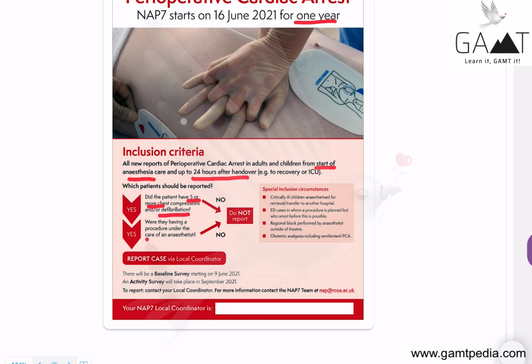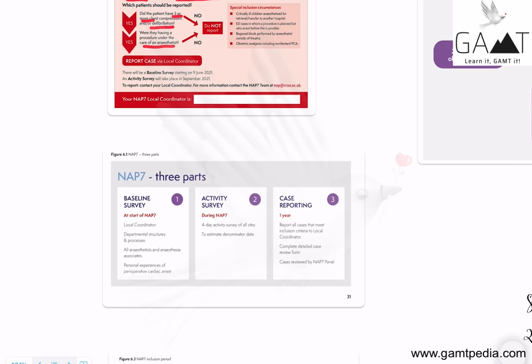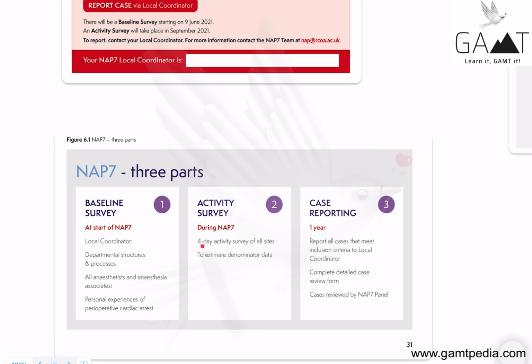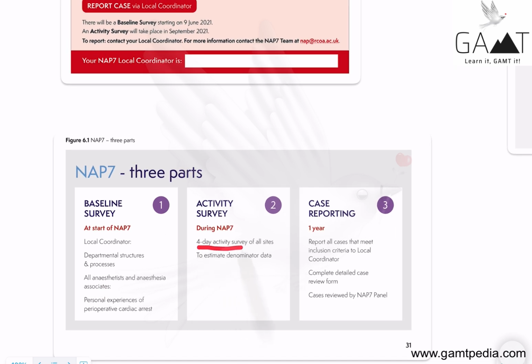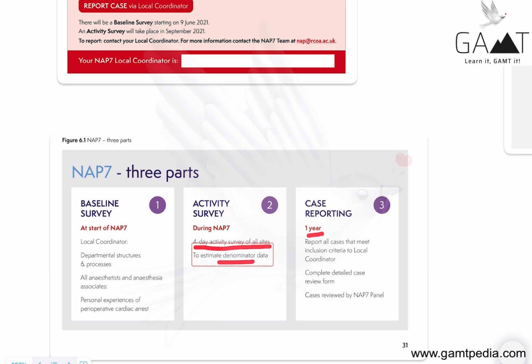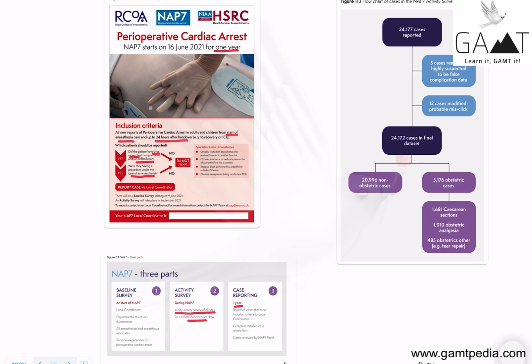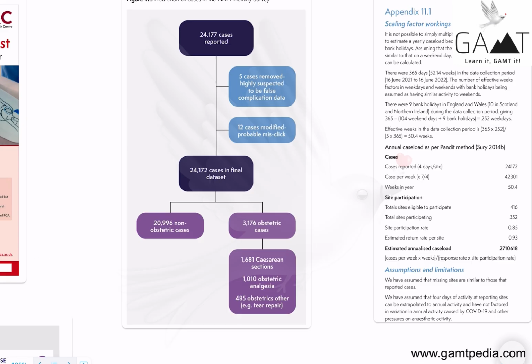Anyone who had a procedure under anesthesia, so it has to have both criteria. The patient should have a procedure under the care of an anesthetist, plus a cardiac arrest with 5 or more chest compressions or defibrillation. It has 3 parts. There's a baseline survey at the start, where they looked at the preparation of the local department structures, and then there is an activity survey, which is a 4-day activity survey of all the sites, and this is used to establish the denominator data. And then the case reporting is a 1 year period where they report any cardiac arrest which fits the criteria to the NAP7 group.